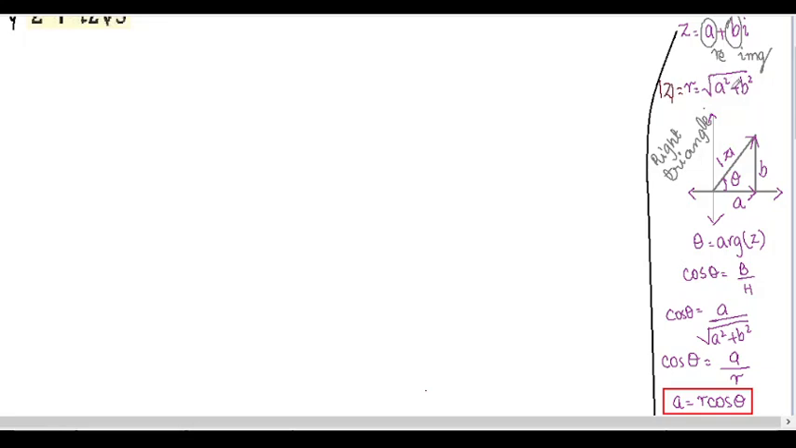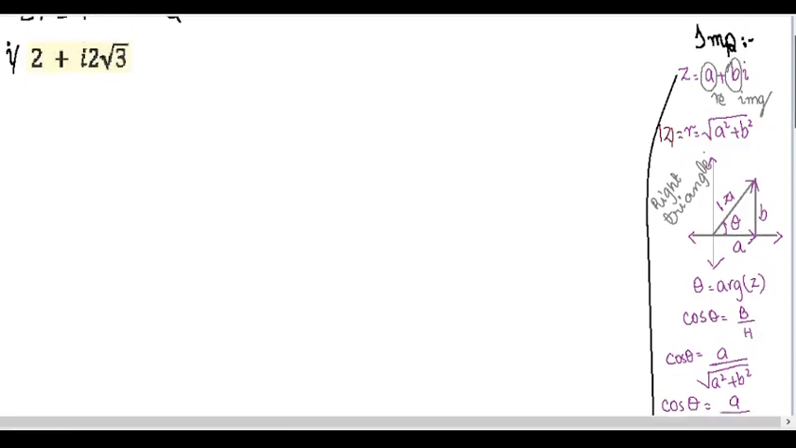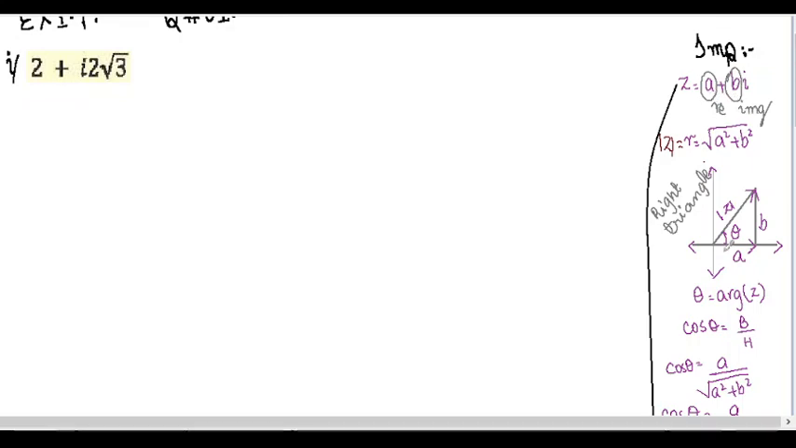Now we have to find R, which is the magnitude of Z. So magnitude of Z equals square root of A square plus B square. We have read it in previous exercises as well. Now we have shown this complex number in the form of a graph. So this is the complex number, this is the real part, and this is the imaginary part. Real part is A, imaginary part is B.